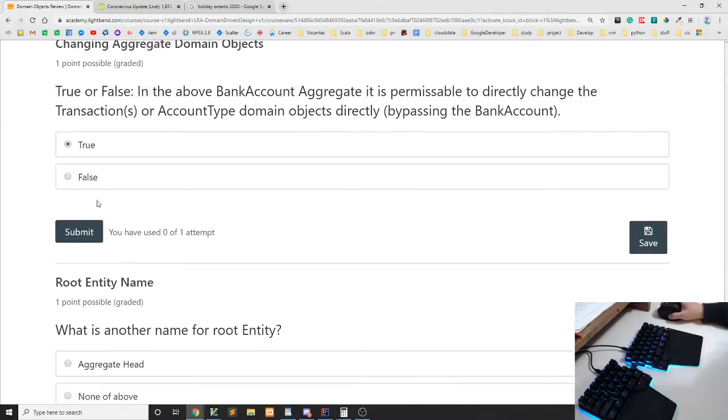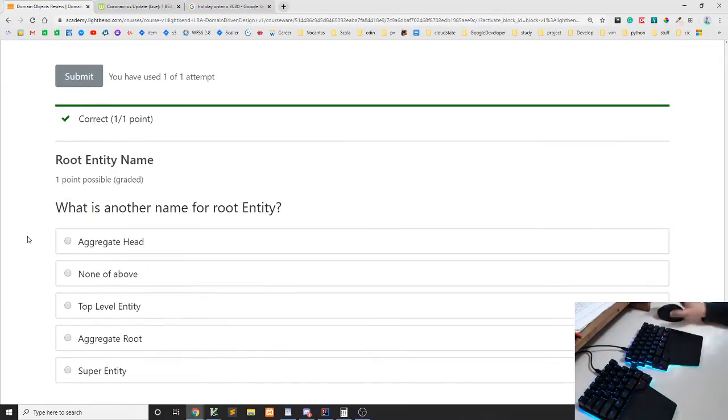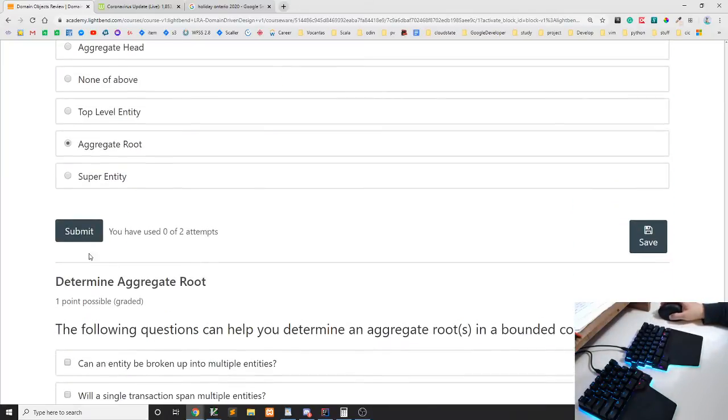No, no. First, root entity name. What is another name for root entity? Aggregate root.